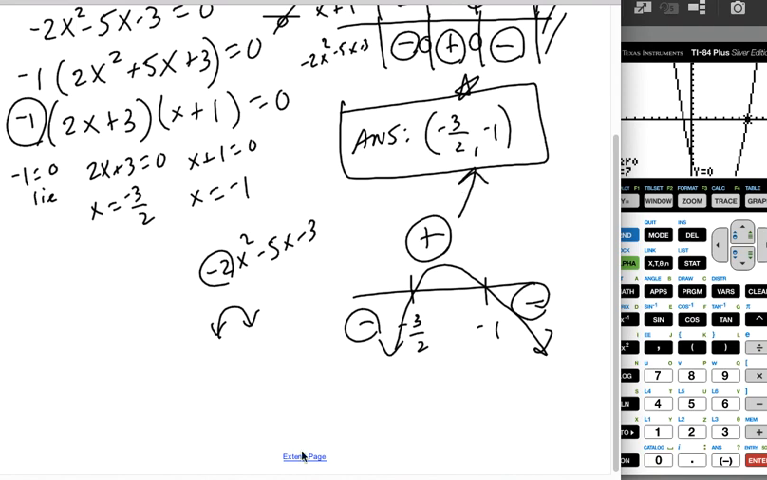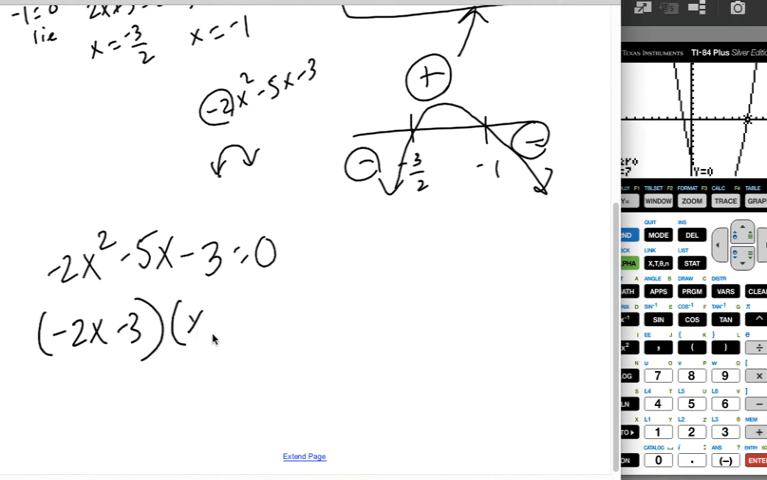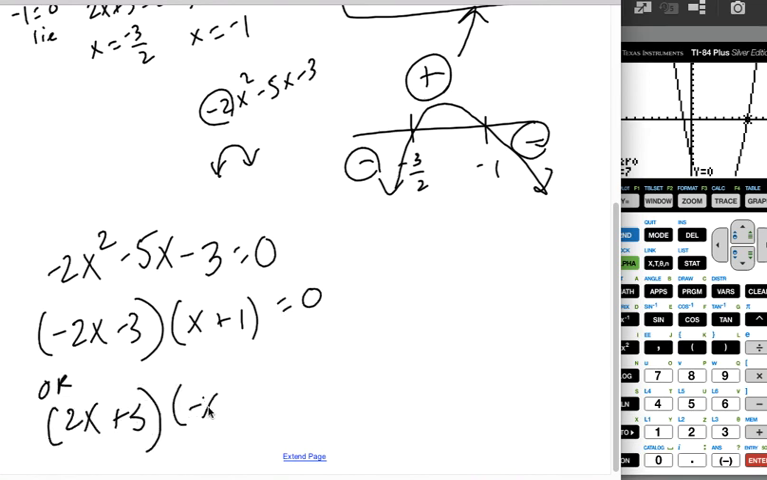Now, there's always somebody who says, okay, what if I didn't factor out the negative? That's fine. But if you didn't, you're going to get one of two options. You're either going to get negative 2x minus 3 times an x plus 1. Let me double check that that pans out. It does. Or you're going to get the 2x plus 3 and a negative x minus 1.